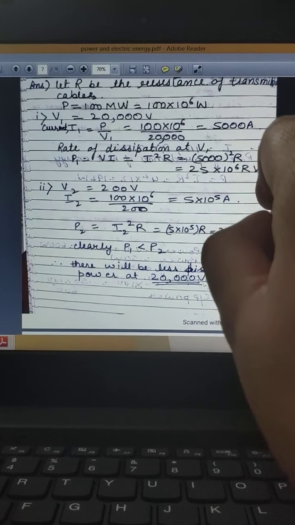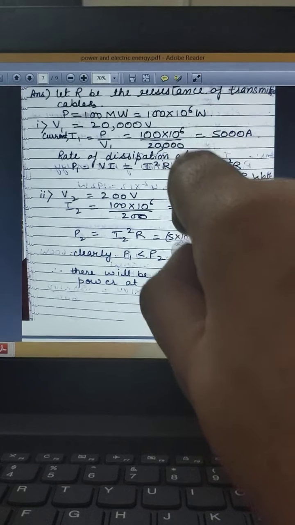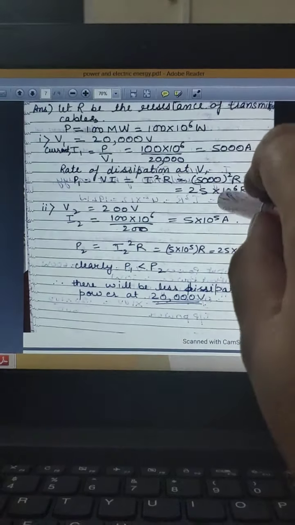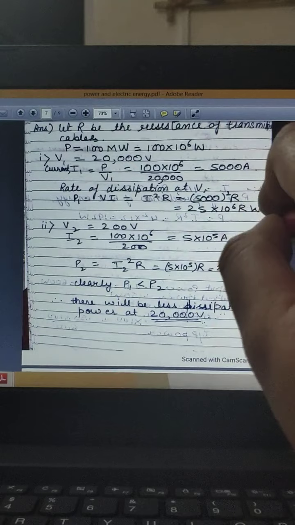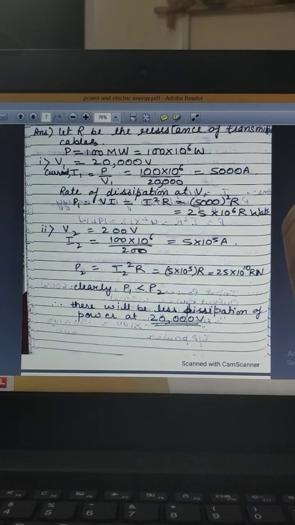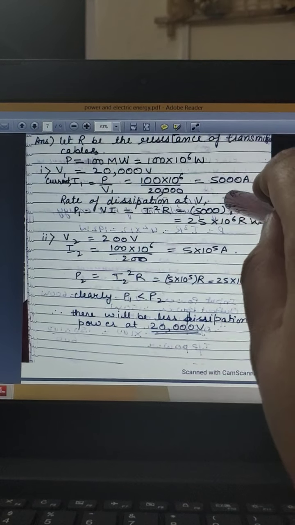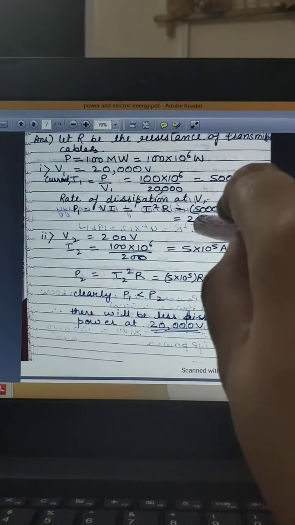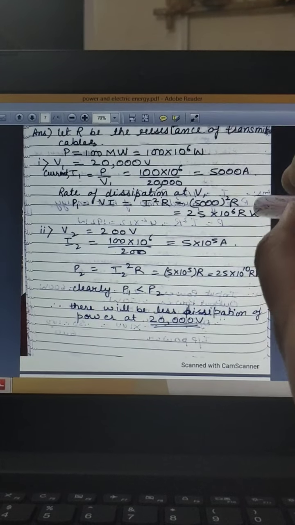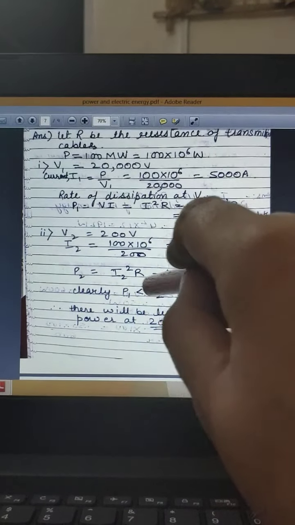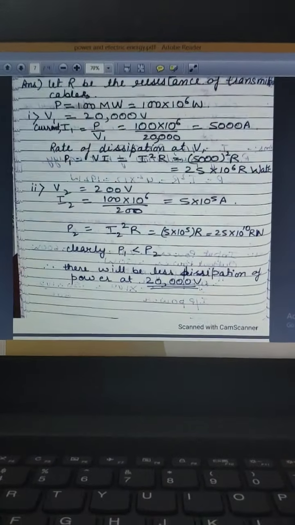You can see clearly that P1 is less than P2. So the rate of dissipation, that is heat loss, your energy loss will be less in case of 20,000 volt. Keep it in your mind. You don't have to find out the final results in every situation. That can make your equations complicated. Here we just remained with R. So our answer became easier. It was 25 into 10 raised by 6 R watt and 25 into 10 raised by 10 R watt. You can clearly compare two powers. P1 is less than P2. So 20,000 volt will have less dissipation of power.